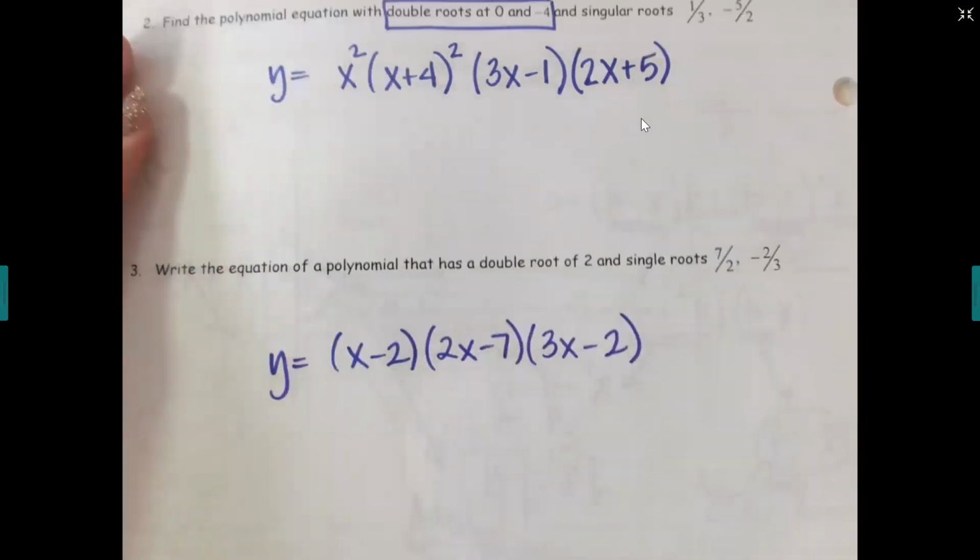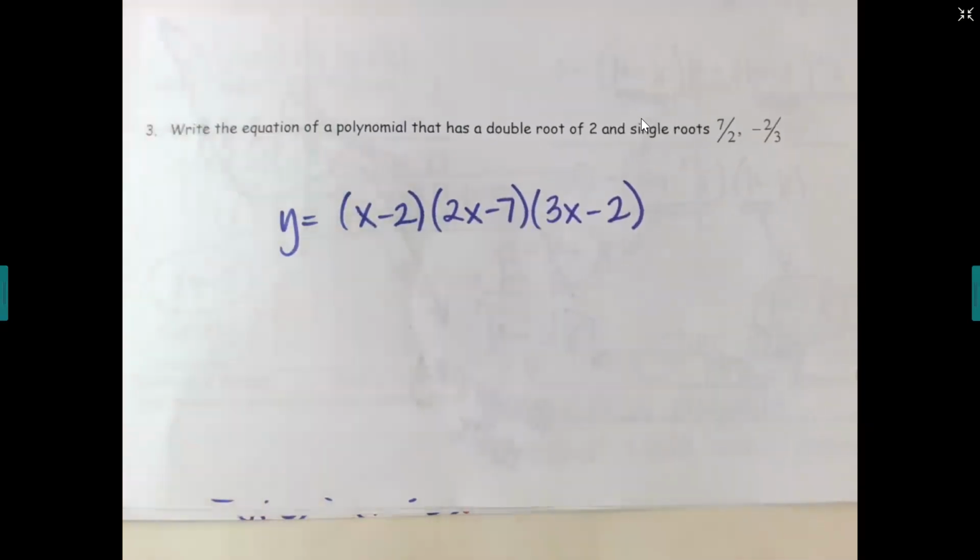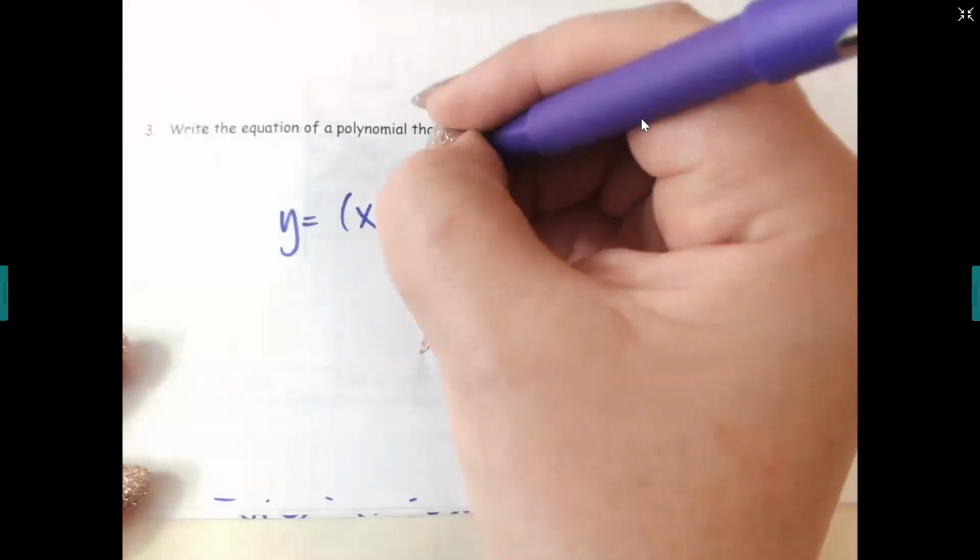Okay, look at mine. There are 2 mistakes. What are they? I want a double root of 2. Did I do it correctly? Is the parentheses correct? Yes. What am I missing now? It ought to be squared to make it a double.